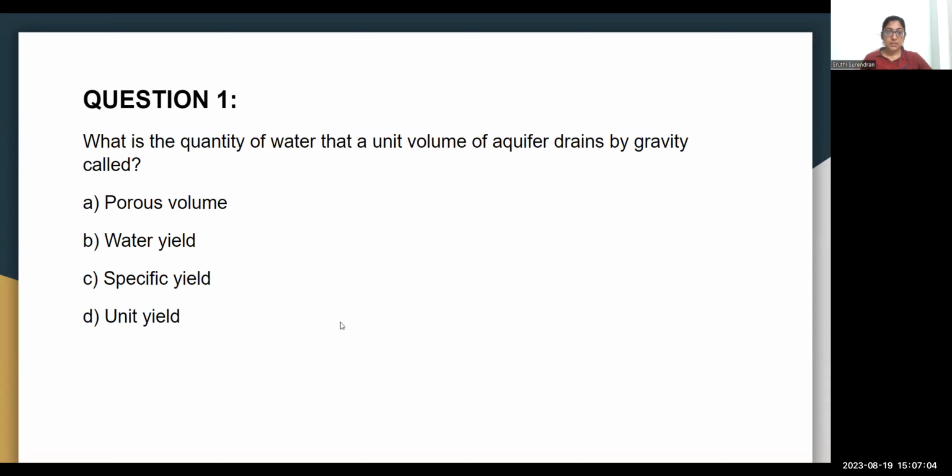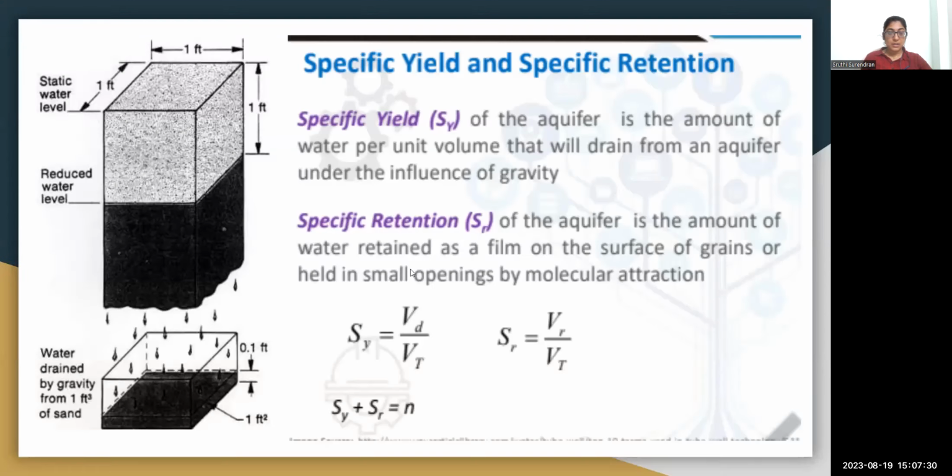So the first question is, what is the quantity of water that a unit volume of aquifer drains by gravity called? So it's called porous volume, water yield, specific yield, or unit yield. Right? So let's move on to the solution.